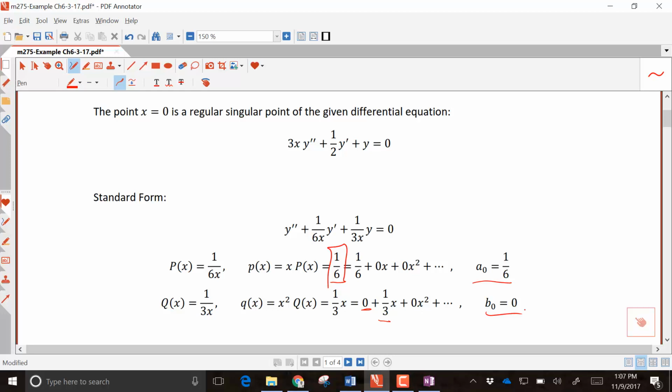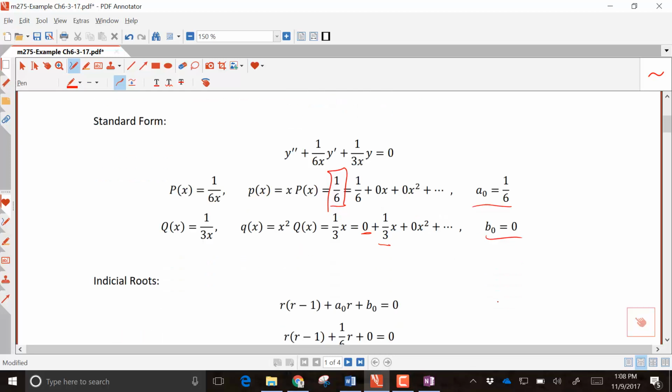Once you write it in standard form, you can identify your P and Q functions, capital and lowercase, and you can identify your first terms of the P and Q functions. By the first terms, I mean the constant term. Then you're going to be able to write your indicial equation.